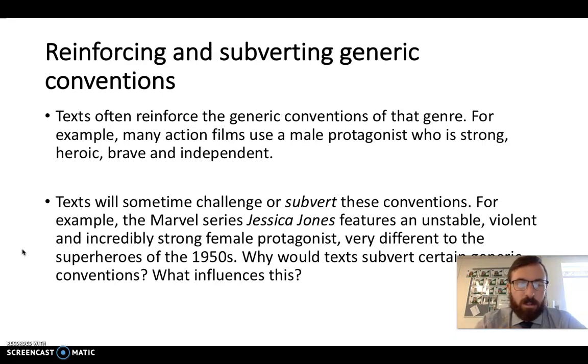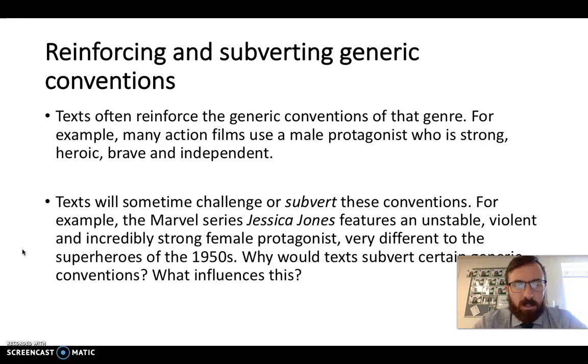Very different, I suppose, to the superheroes in the 1950s. Another one that doesn't necessarily subvert, but maybe just challenges, would be something like Wonder Woman or Captain Marvel, which, by virtue of just having a female protagonist, is subverting, or not subverting necessarily, challenging.